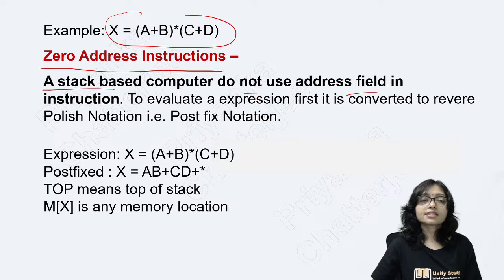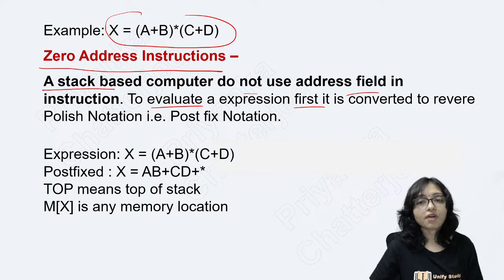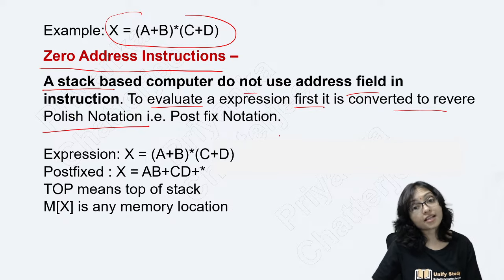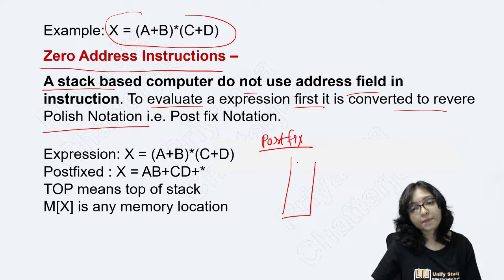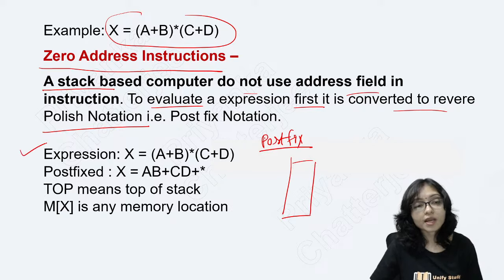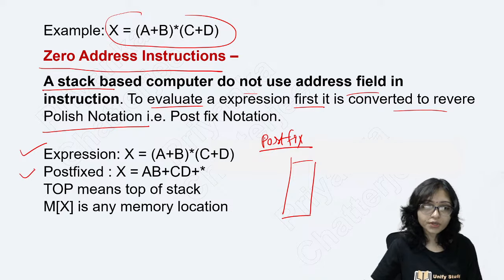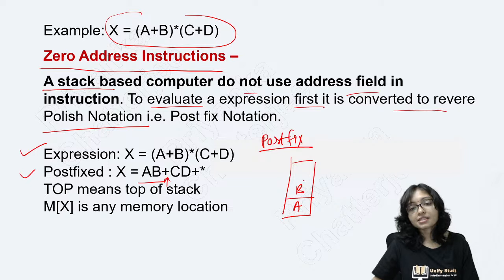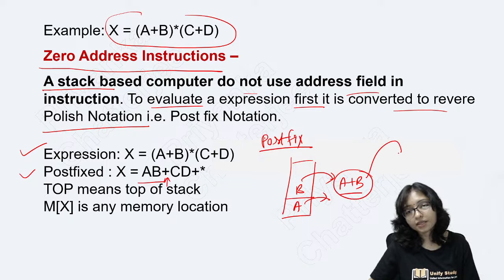It does not use any address field, and it evaluates the expression first, then converts to reverse polish notation, because we did it in data structures. The postfix expression, right? How to do it using stack, that we did. So here the expression will be changed to postfix operation. And after that, how will it be done? A will be inserted into the stack, B will be inserted into the stack. Whenever plus comes, then they both will be popped together. After that, it will do the operation of AB. Then it will save the answer of AB here.